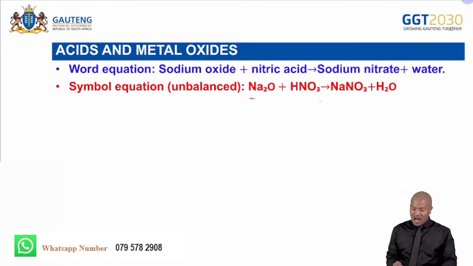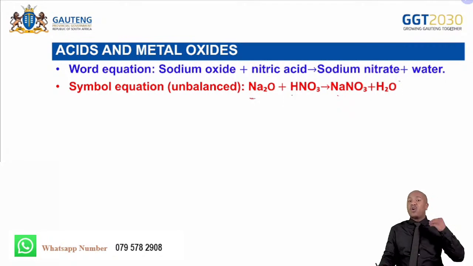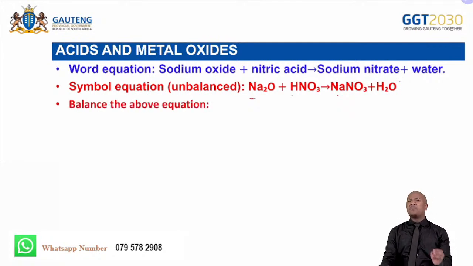Na2, it is now with what? NaNO3 in the products, right? H is now with the oxygen that is found on the metal oxide on the reactants. So now, I want you to take a minute to try and balance this equation, right? So I'm giving you just 1 minute to balance this equation so that we can continue. After 1 minute, we'll meet again.